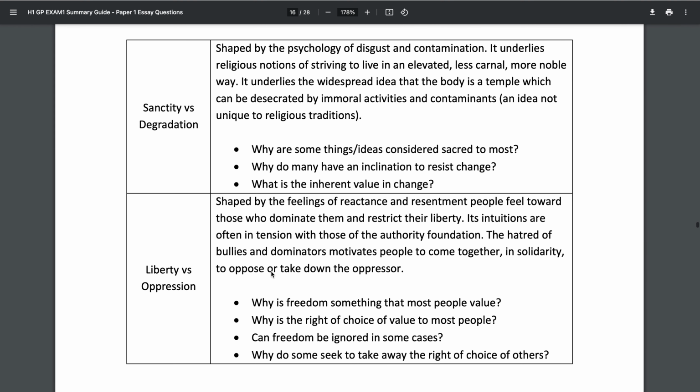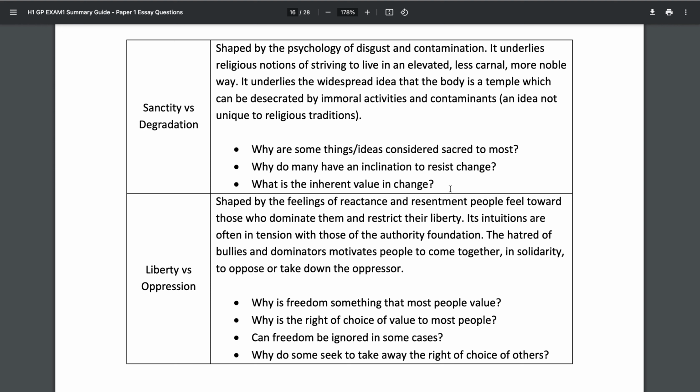Sanctity versus degradation. This is related to disgust, contamination, and it even goes into religion. Okay, religion that the body is a temple and that cannot be desecrated by immoral activities and contaminants, but it is not wholly religious. Okay, this is something that every human has. The idea that some things are sanctity, some things cannot be degraded. Some things are just that precious. Okay? So why are these things considered sacred? Why do people not want to change what is sacred? And what is the inherent value in change?